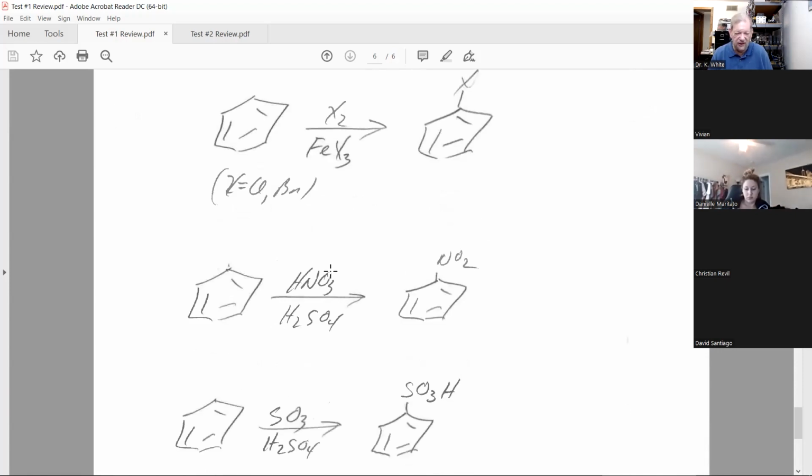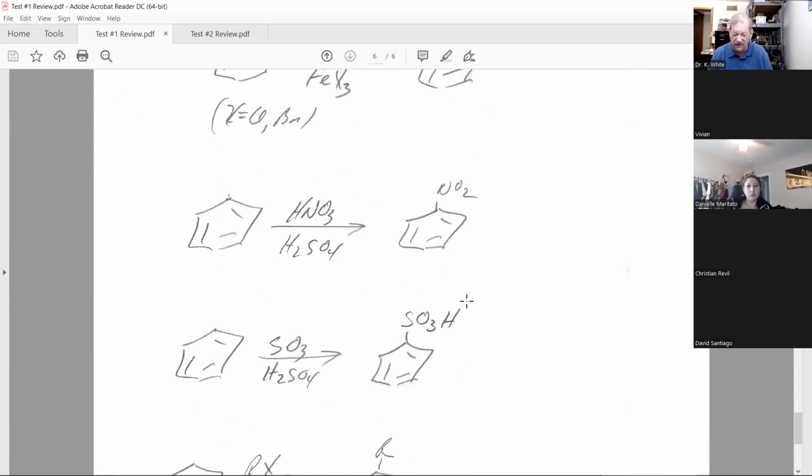Now, if you take a benzene ring and react it with nitric and sulfuric acid, you form an NO2 plus, which attacks the ring, and you put a nitro group on there, called nitration. And if you take SO3 and H2SO4, you'll put a sulfonic acid group, which is important in making our daily detergents.